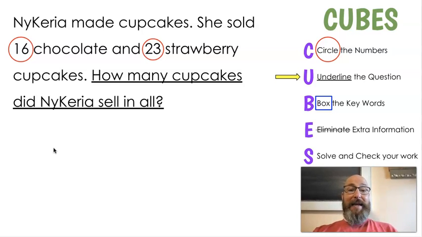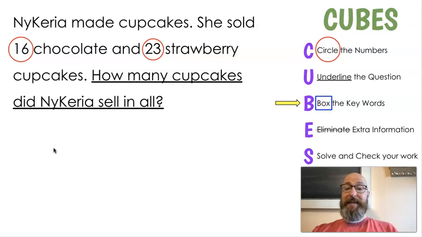That's correct. Next, we're going to look for the key words. We're looking for B because B stands for box the key words. Now look in the question. Do you see any keywords? I see some. In all is correct. And in all is one of those keywords that tells us that we're going to add. So we know what the numbers are, 16 and 23. We know we're going to add them, and we know what we're being asked to find out. How many cupcakes did Nykeria sell in all?